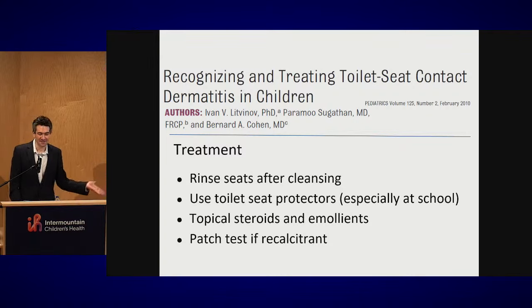So, especially if they're there and they don't have to bring them in their backpack, that could be a reasonable thing to do. You could use gentle cleansers to clean the toilet seats instead, like a water and vinegar mix instead of the Lysol or OxyClean you can get. And then otherwise, you just treat it like an irritant contact dermatitis with topical steroids and emollients. If you are worried that this is an allergic contact dermatitis, then patch testing is our protocol to determine what you're allergic to.